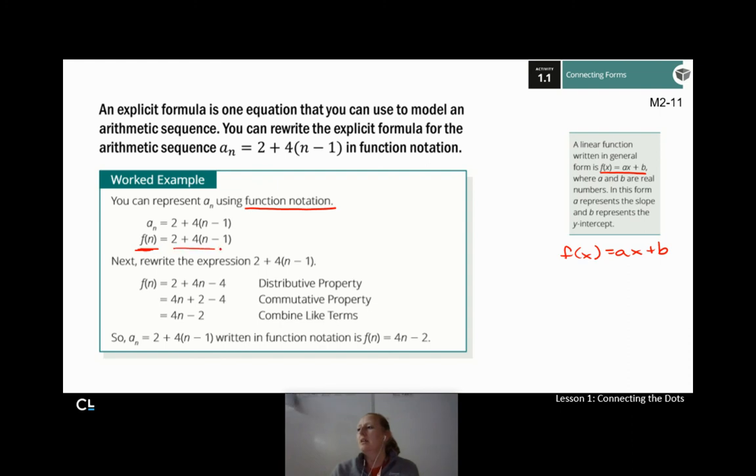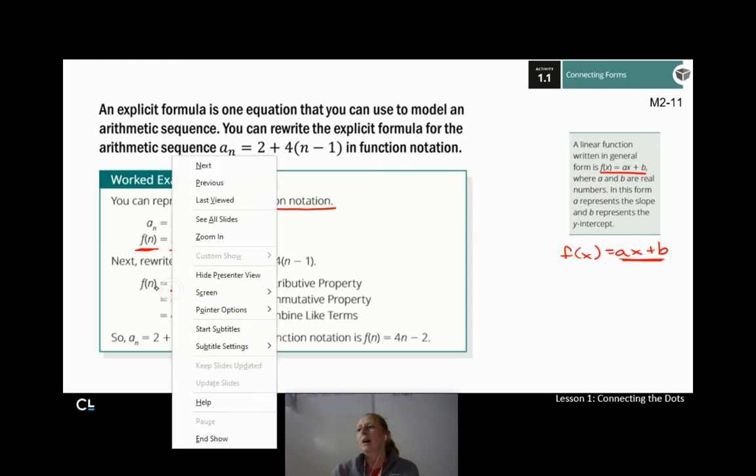The other thing is I don't want it to look like this. I want it to look like this. So I don't like those parentheses, so I'm going to go ahead and distribute. 4 times n is 4n. 4 times a negative 1 is negative 4. So now 2 plus 4n minus 4.